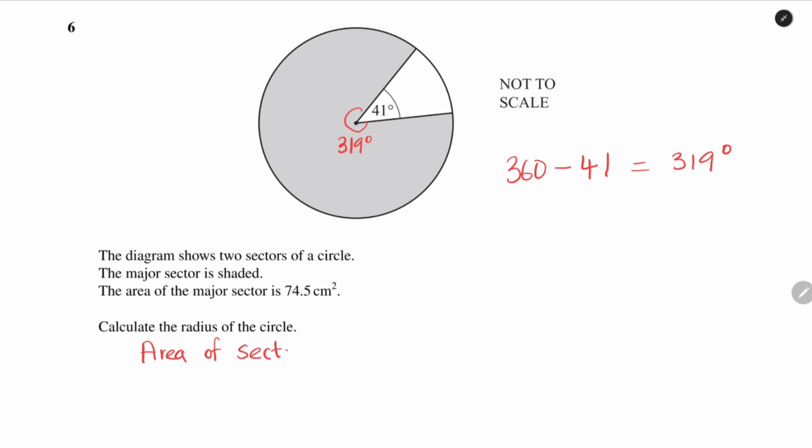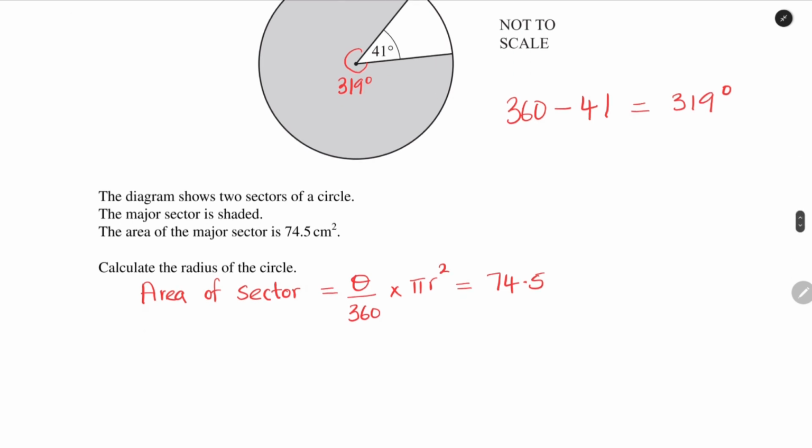Since a sector is a portion of the area of the entire circle, and what defines the portion is the angle, we have theta over 360 times pi r square. All right, so that is the area of a sector. And in this case, we have been told what the value is. We have been told that it turns out to be 74.5 centimeters square.